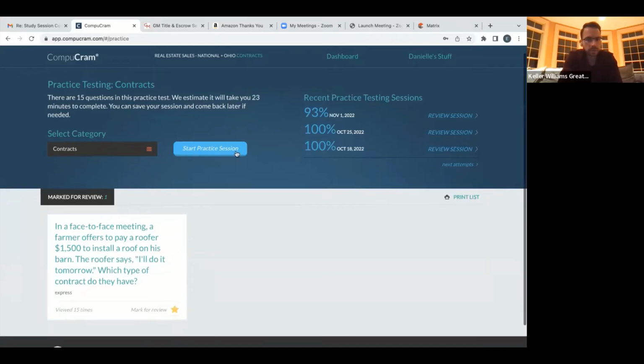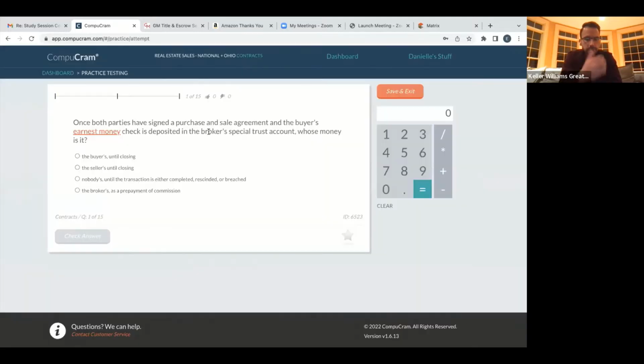All right, so start practice session. First question. Once both parties have signed a purchase and sale agreement, and the buyer's earnest money check is deposited in the broker's trust account, whose money is it? A, the buyer's until closing. B, the seller's until closing. C, nobody until the transaction is either completed, rescinded, or breached. Or D, the broker's as a prepayment of commission. Go ahead and type your answers in the chat.